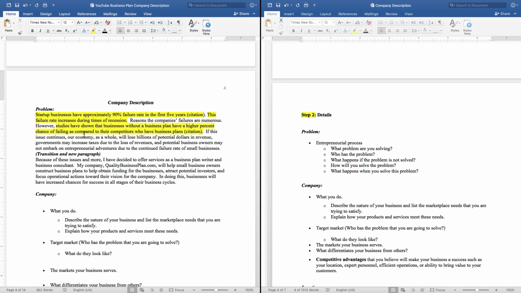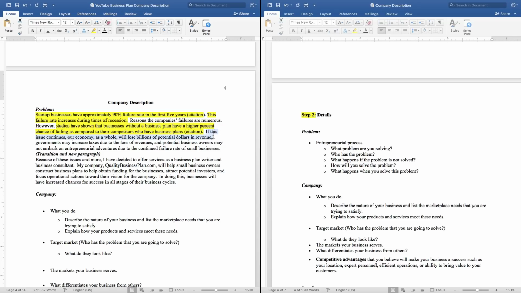You see, higher percent chances. Business without a business plan. I'm sorry. So this is still the problem. So I'm still making the problem worse. Businesses without a business plan have a higher percent chance of failing. Another true statement. Another citation needed. So here's a bad problem. Companies are failing. Here's an even worse problem. A majority of companies that are failing don't have business plans, making the problem worse.